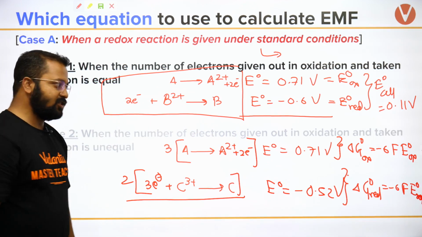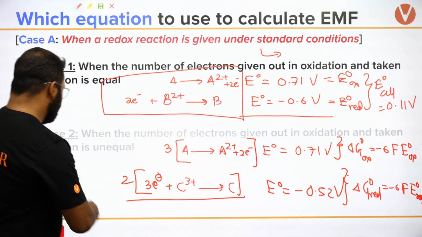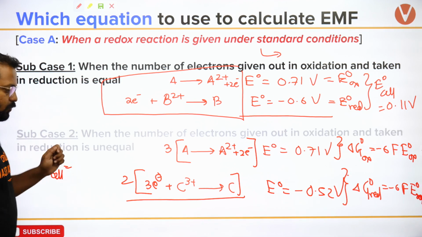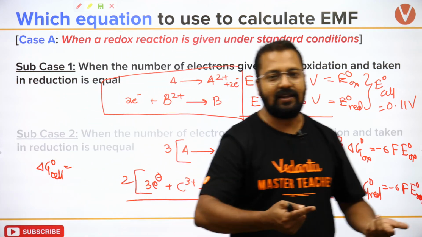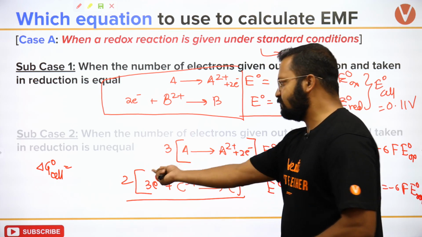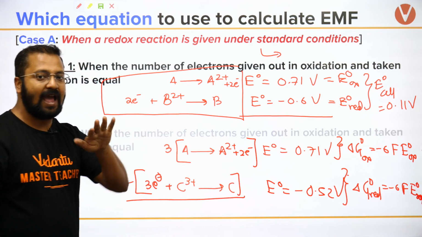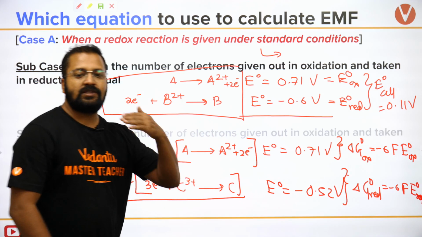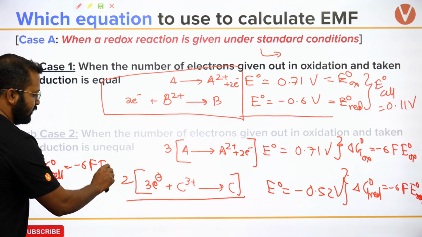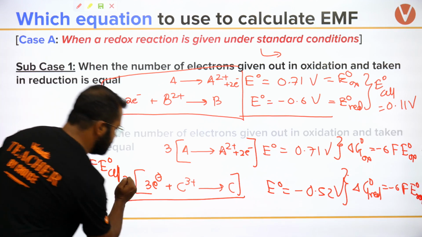What will be the total delta G? Delta G oxidation plus delta G reduction का sum होगा. So delta G naught cell will be equal to minus nF E naught cell, where n is the number of electrons exchanged within the cell. कितने electrons को हमने exchange किया है? The number of electrons exchanged is 6, isn't it? 6 given out, 6 taken in. Total number of electrons exchanged is not 12. Don't add it. So this will be equal to minus 6F E naught cell. I'm erasing this part.